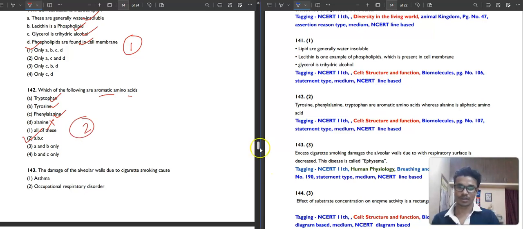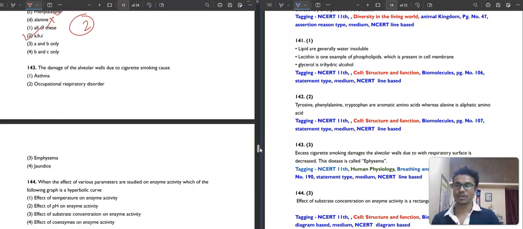Then question number 143. The damage of the alveolar walls due to cigarette smoking causes asthma, occupational respiratory disorder, emphysema or jaundice. So excessive cigarette smoking damages the alveolar wall, and due to that respiratory surface is decreased. This is called emphysema. Third option is your correct answer.